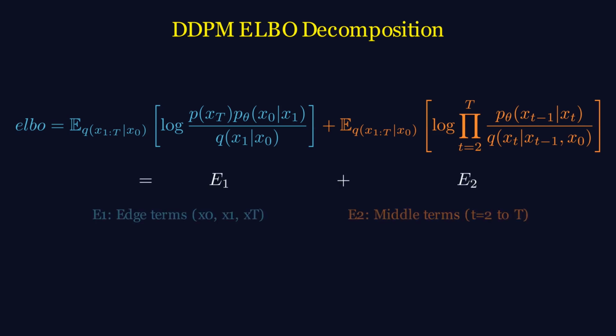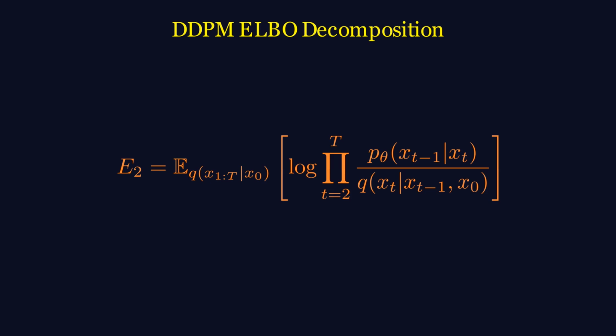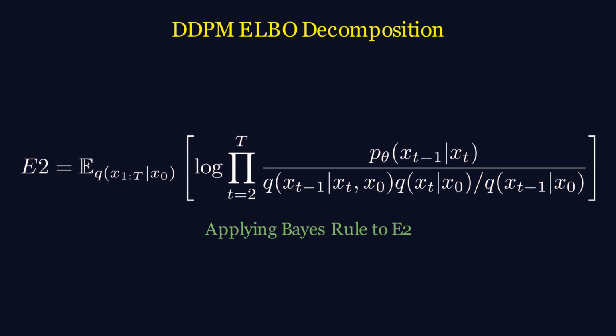So we separate the ELBO into two parts, E1 and E2. E1 contains the terms involving x0, x1 and the final xT. E2 contains all the middle denoising steps from t equals 2 to capital T. We break them apart because in the next few steps we'll focus only on E2. This keeps our equations manageable. We are not doing anything with E1 yet, so there is no need to worry about those terms through every step. This is just so that I can show it clearly in this video.